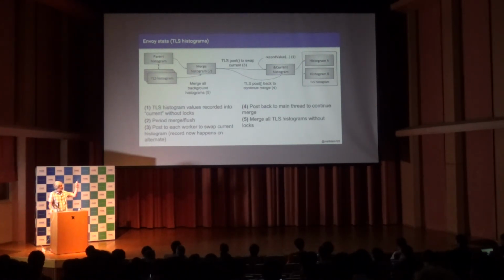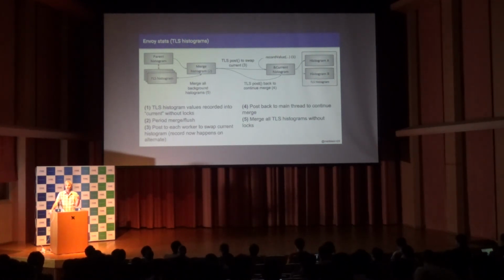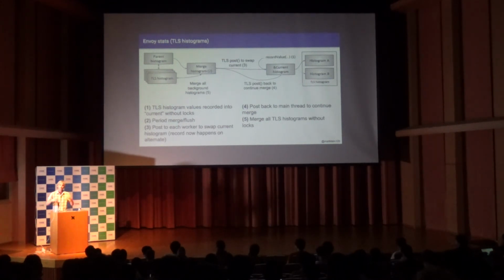What's pretty cool here is that when a worker thread wants to store a particular value, say backend latency is 20 milliseconds, it will look at the current histogram, which might be histogram A or histogram B, and return that local histogram. And this again can be done without locks. Very cool. Now, of course, we have all these histograms on all these worker threads, so eventually we have to merge them.